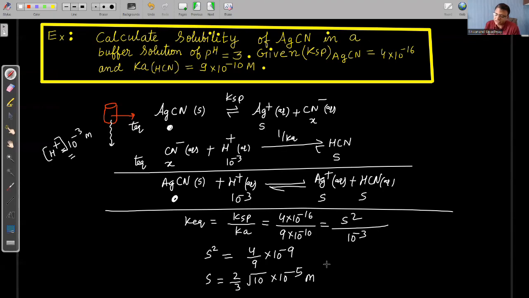So you can check that if there is no buffer solution, the solubility of AgCN is 2 into 10 to the power minus 8. Solubility square is equal to Ksp, solubility is under root Ksp, 2 into 10 to the power minus 8. But from 2 into 10 to the power minus 8, it is raised to order 10 to the power minus 5, right? So almost 1000 times the solubility is changed because of the effect of pH on solubility.